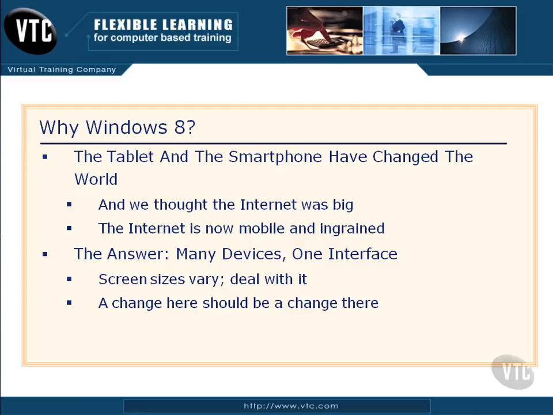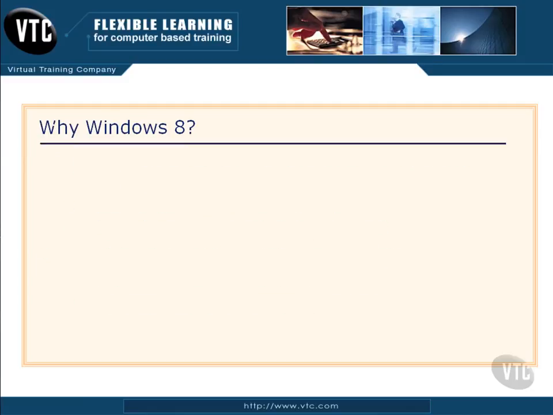If I make a change to a file on my smartphone, it should be on my desktop when I get to the office. If I make a change on my desktop at the office, I download some music, download some instructional video, save a document, I should be able to find that on my tablet when I get home that night. And so that's what really needs to happen now.